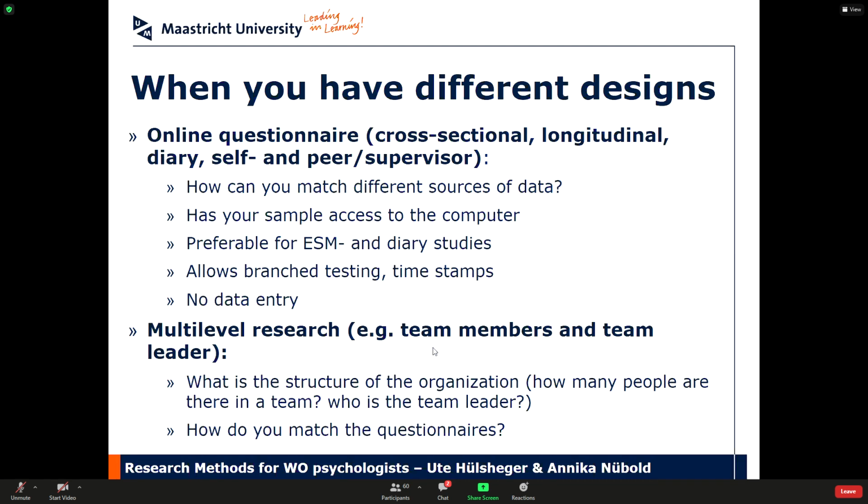And then of course some people also do multi-level research, team research, where you assess a team leader and the team members, and of course then you again have to match all of this, and this is something you have to think about and consider. And also you need to know who of that team was the team leader and who were the followers.